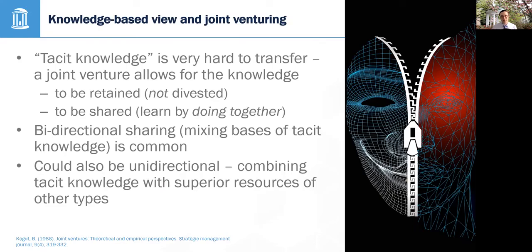So people can be put into this joint venture and they can work side by side with each other, working together to solve problems, sharing tacit knowledge. But because it's owned by both partners, you maintain ownership and some control over those resources. So that's the knowledge-based view and why joint venturing is considered to be uniquely valuable for solving this problem.